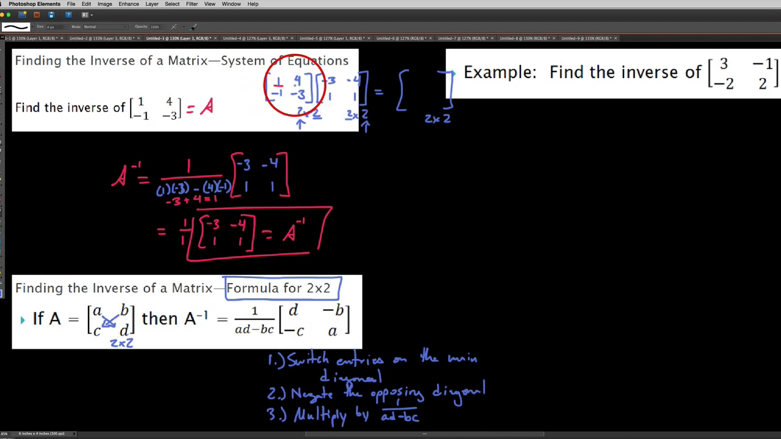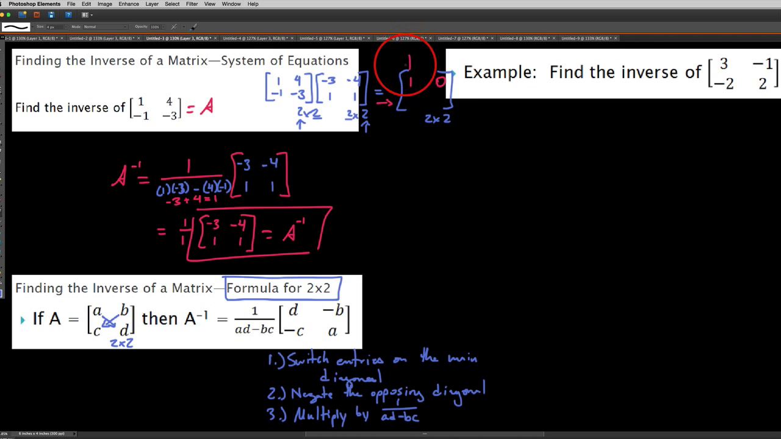We'll do some mental math. 1 times negative 3 is negative 3, plus 4 times 1. So negative 3 plus 4 is 1. Now moving over to first row, second column, we'll do first row times second column. So 1 times -4 is -4, plus 4 times 1, which is +4. -4 plus +4 is 0.